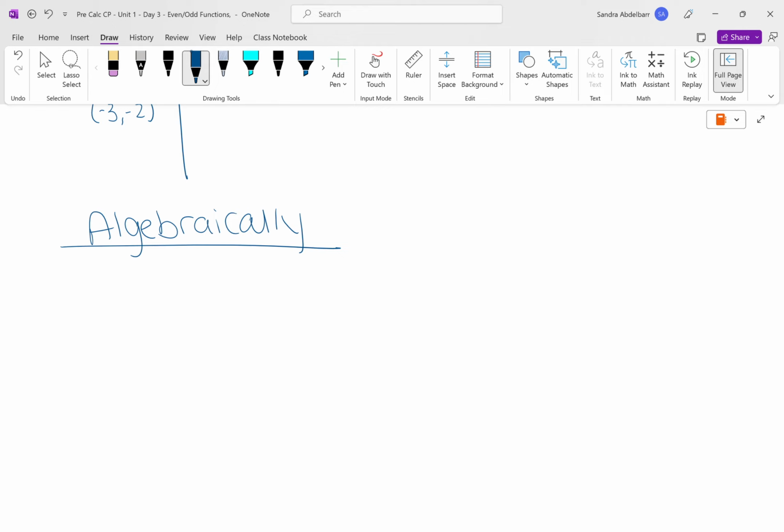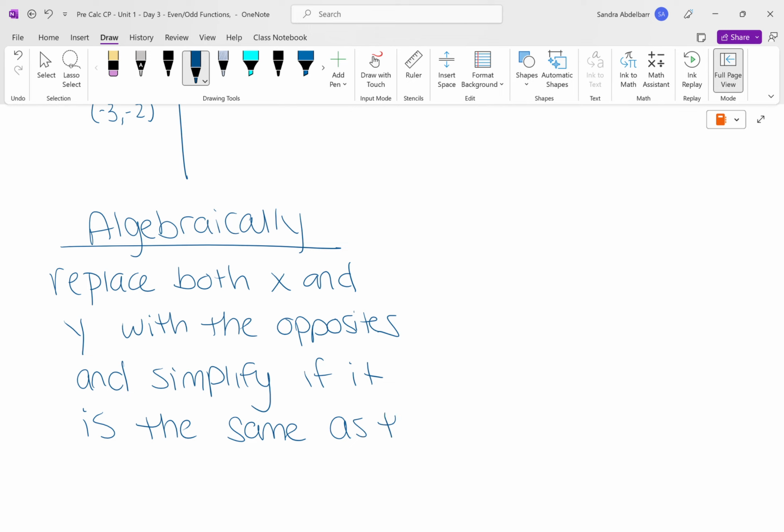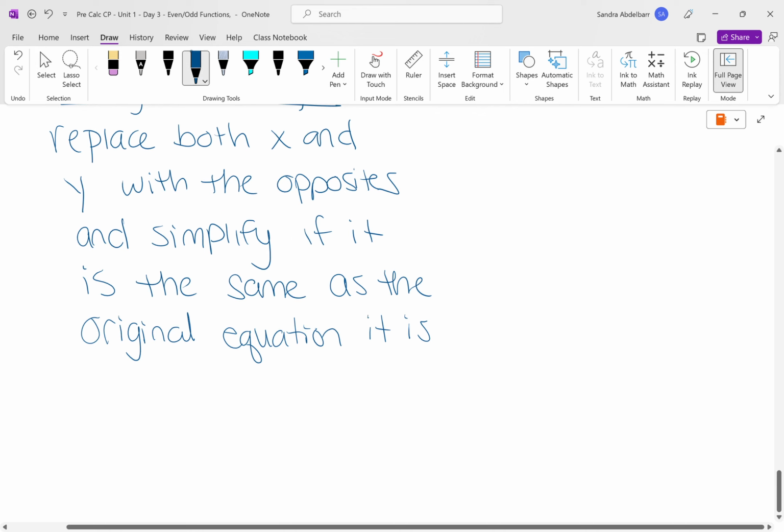So now let's talk about algebraically. What do you guys think we're going to do? For the y-axis, we negated just the x. For the x-axis, we negated just the y. What do you think for the origin? We're negating both x and y. All right, replace both x and y with the opposites. And simplify. If it is the same as the original equation, it is symmetric to the origin.